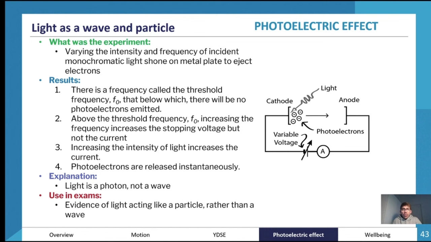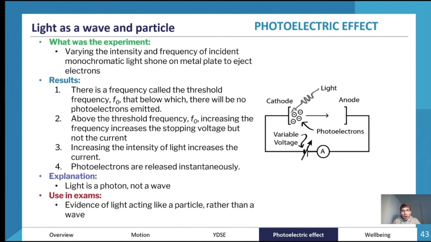So when they set up this experiment, they were testing light of different frequencies and different intensities of the same light to see what the impact was. And they realized that when they changed the intensity of light, there was a change in the current, but when they changed the frequency, there was a change in energy. Therefore, they came to the conclusion that this is the opposite of what we would predict if light were a wave.